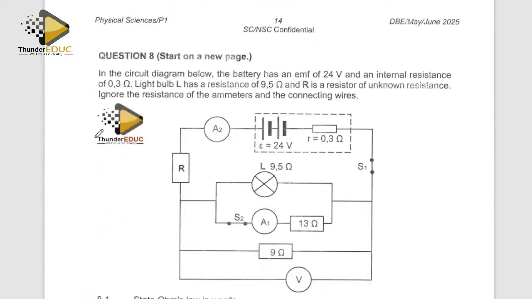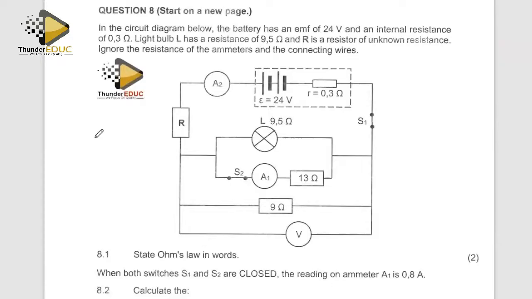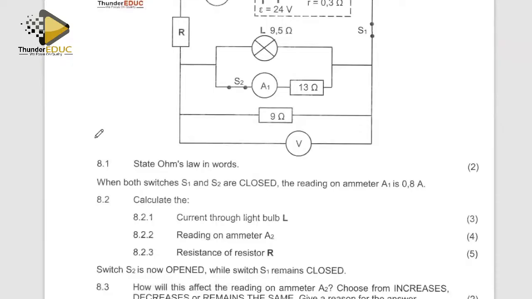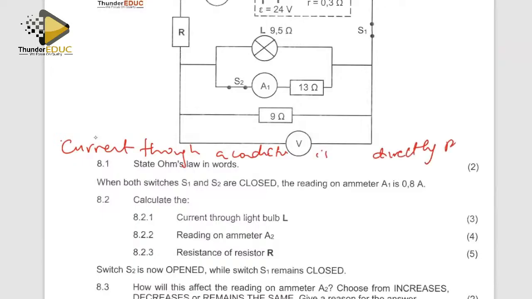Then question 8, they're telling us that in the circuit diagram below, the battery has an EMF of 24, the internal resistance is that, and we have all those resistors. Can we state Ohm's law in words? So we know that the current through a conductor is directly proportional to the potential difference, or some people call it the voltage, across a conductor at a constant temperature.